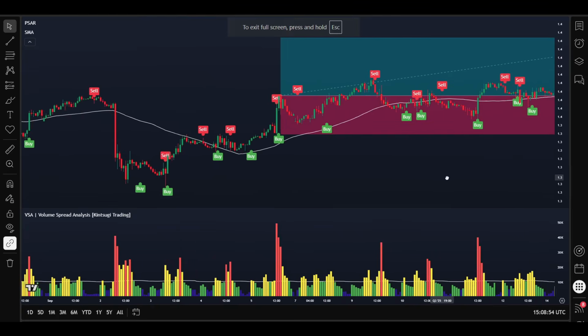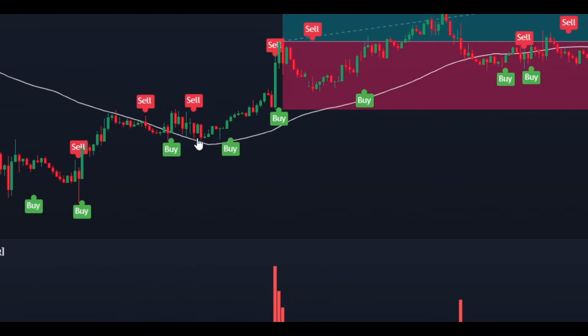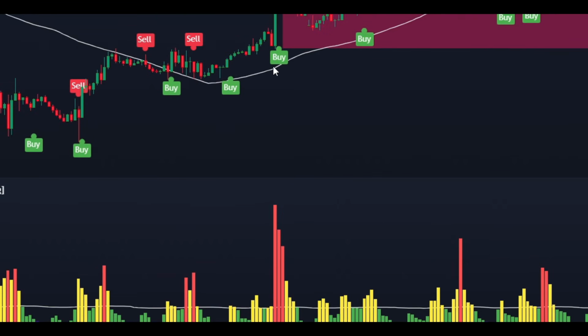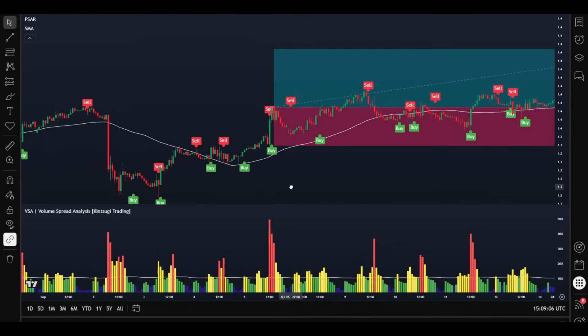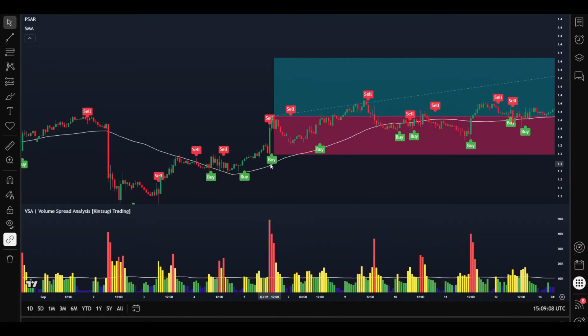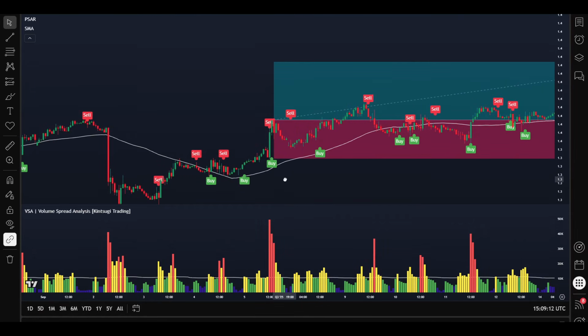Long setup checklist. Trend filter. Price is above the 60 MA. VSA gate. VSA histogram is yellow or red and above the VSA moving average, white. Trigger. Parabolic SAR prints a buy label on the signal candle. All three must be true at the close. If any one is missing, we do nothing.